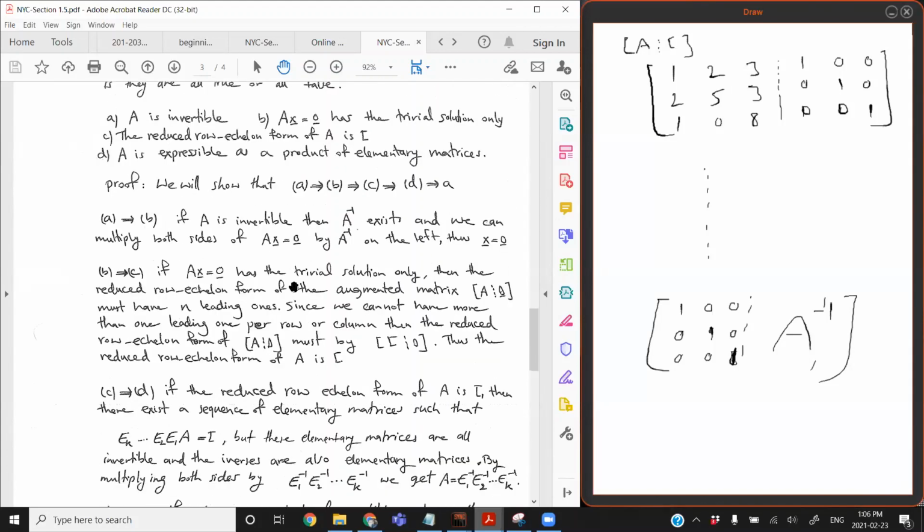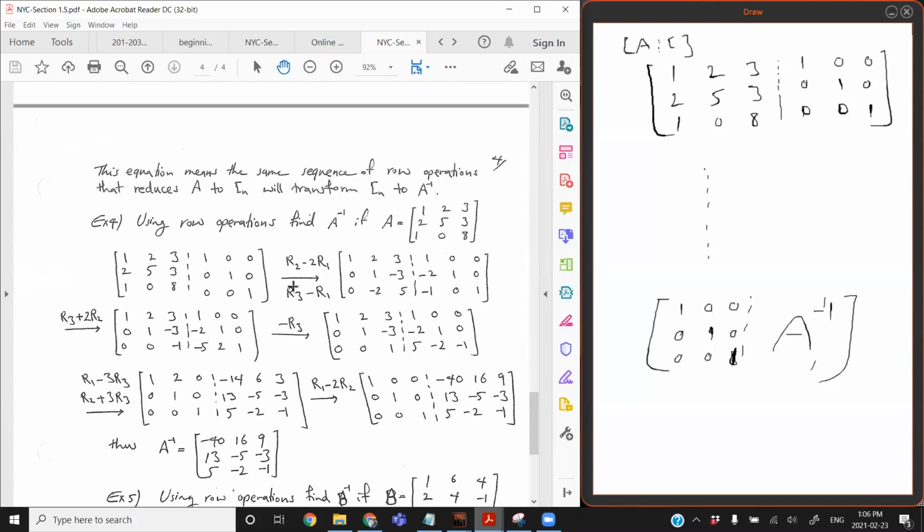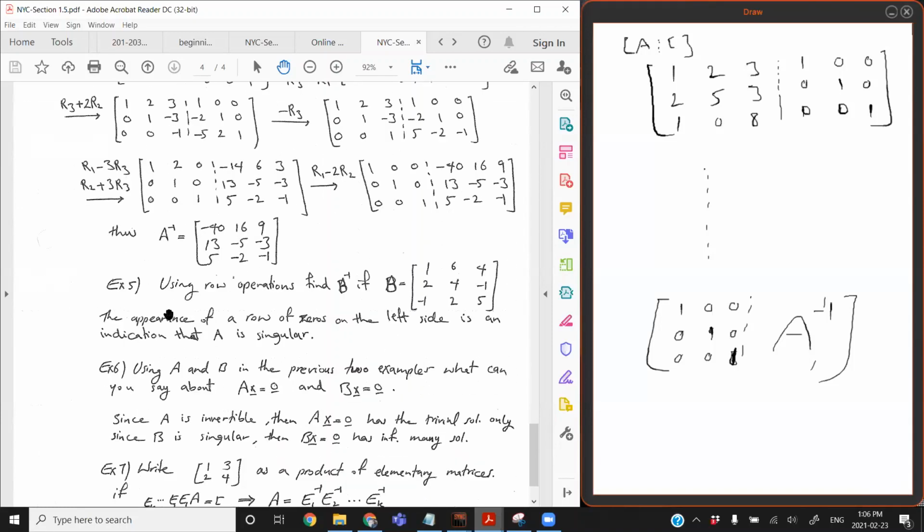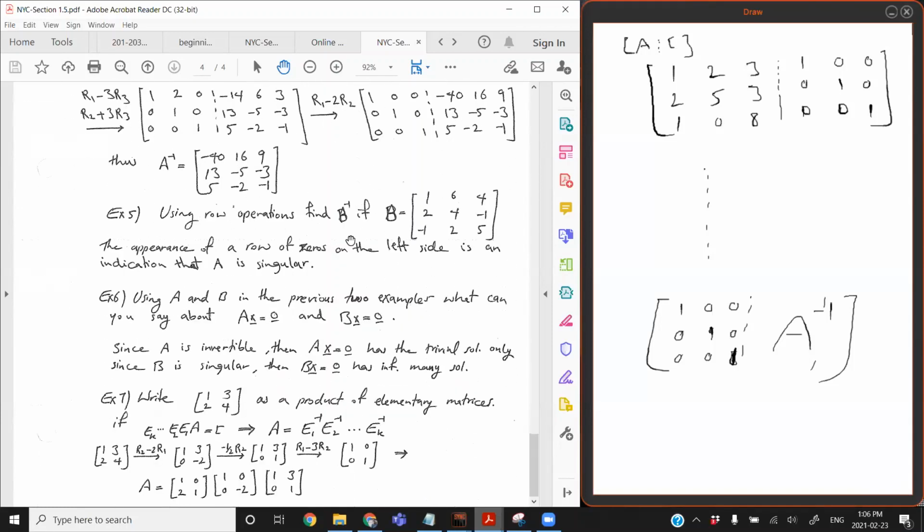So if at some point when you're doing these row operations, you get a row of zeros, you have to stop, because you know that this cannot be reduced to I. That means A is not invertible. So here we have an example. We're trying to find the inverse of this matrix B. And this is going to happen. The appearance of a row of zeros on the left side is an indication that the matrix is not invertible.